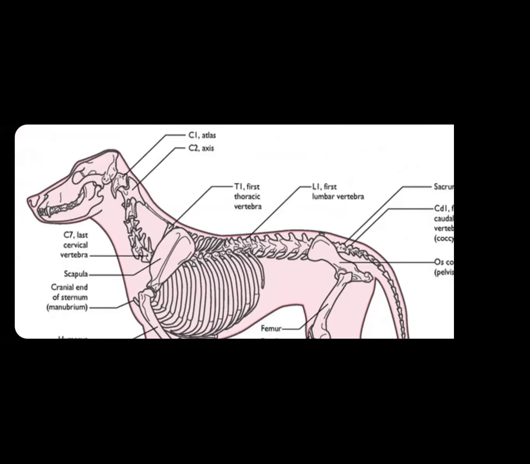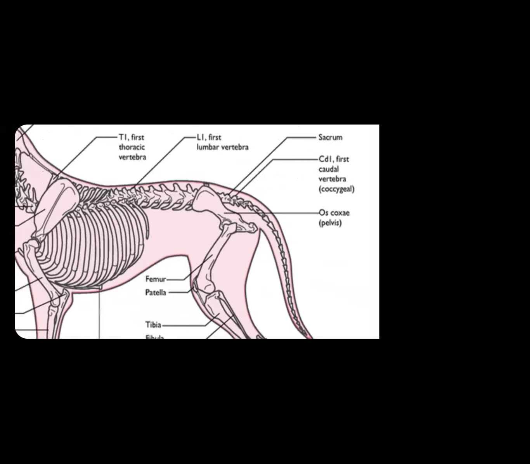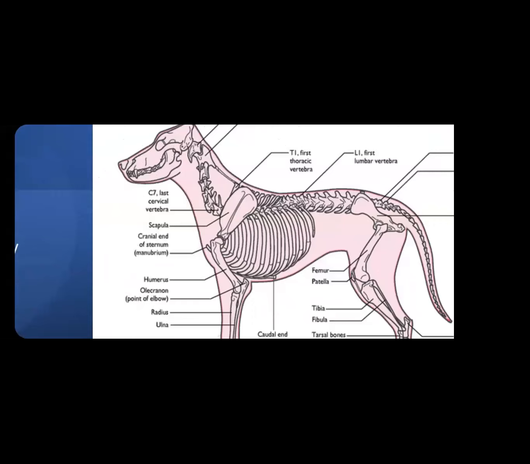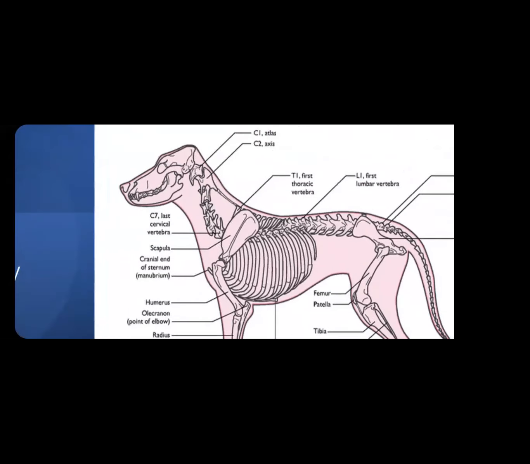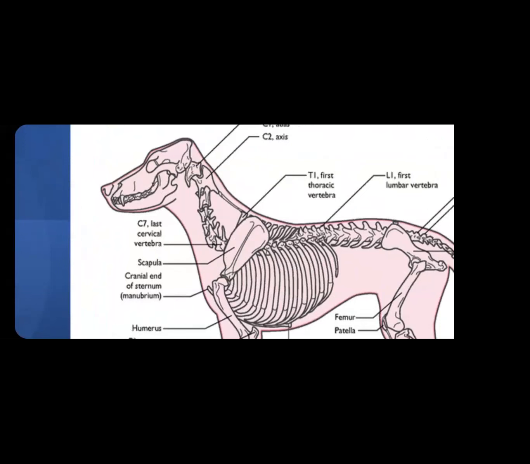So all these denotations, I won't go into detail, like I said, but it's just to give you an idea. All these here, running along up to your tail, are your vertebrae. From there, on this side, we've got our scapula being labeled there. This is simply the shoulder blade, as you can see there.